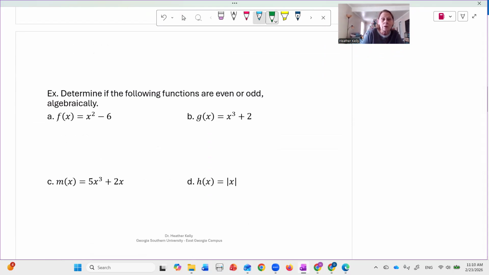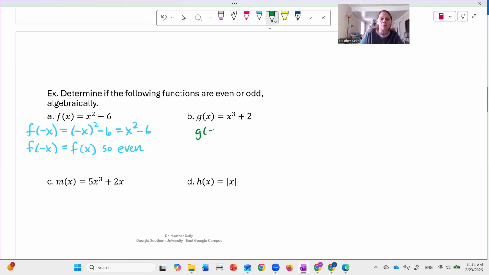So the test for even or odd is to plug in negative x. Let's plug in negative x here and we get negative x squared minus 6, which is equal to x squared minus 6. So that did not change. So we can say without a doubt that f of negative x is equal to f of x. So it is even.